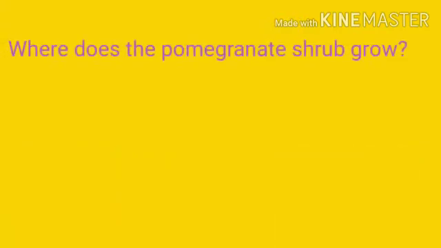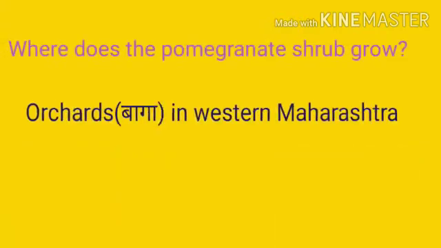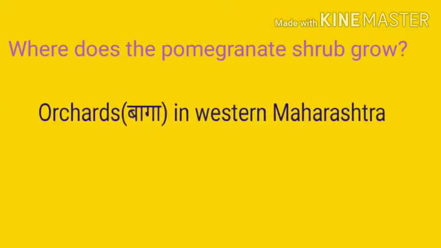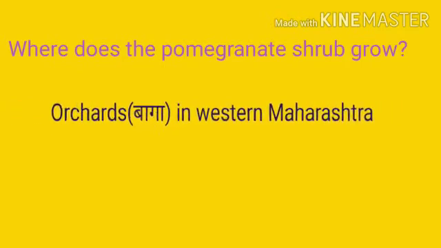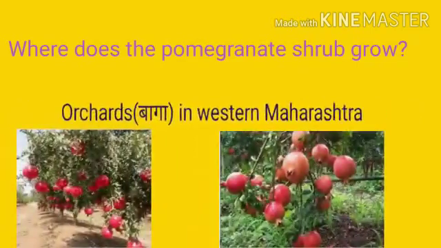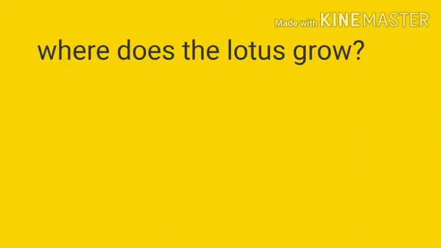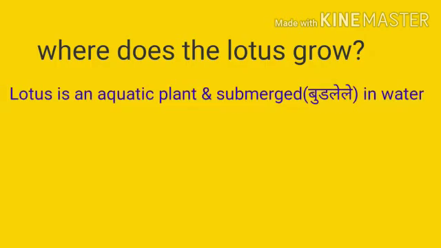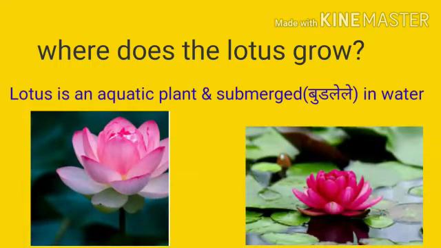Now there are some basic questions, students. Where does the pomegranate shrub grow? Answer. The pomegranate is cultivated in orchards in western Maharashtra. Orchards म्हणजे बाग. Now second question. Where does the lotus grow? Actually, lotus is an aquatic plant and it is seen submerged in the water. सबमर्ज म्हणजे तो बुडलेला असतो पाण्यामध्ये.